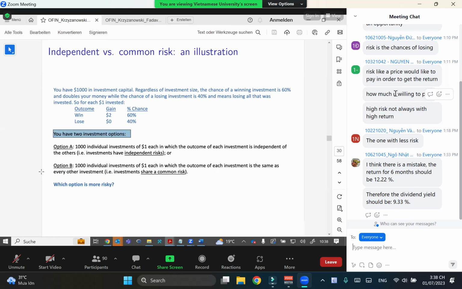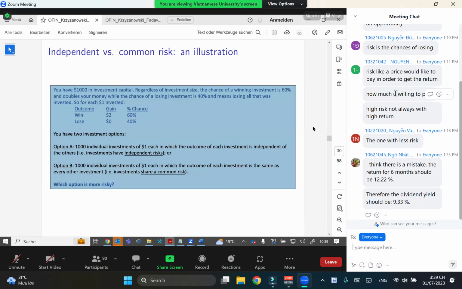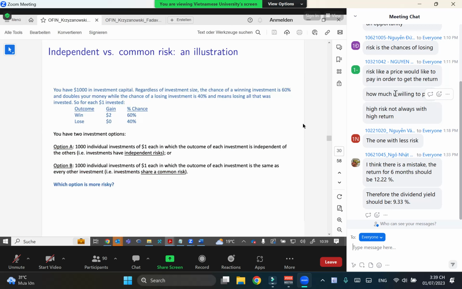You now have two investment options. Option A: you will have 1,000 individual investments of $1 each, in which the outcome of each investment is independent of the others. So think of it as 1,000 individual lotteries, so to speak. You have $1,000 available. With each dollar, you buy one ticket, and each ticket has a 60% chance to win and double, meaning you would have $2, or a 40% chance that this ticket gives you 0, meaning you would lose your one invested dollar. This is option A. So basically you play 1,000 lotteries, each having a 60% chance to double, meaning to make $2 out of it, or to lose everything, meaning you would get $0.